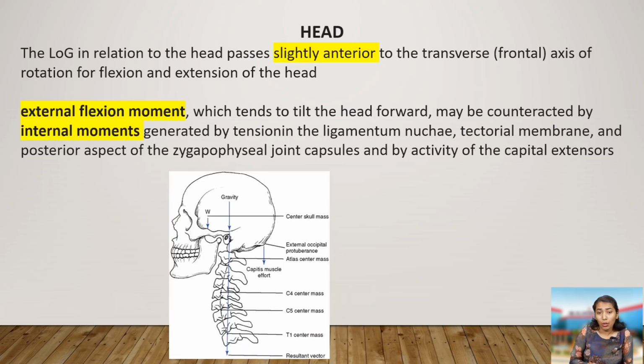Then is your head. Now coming on to the head, the line of gravity, as you can see here, is passing slightly anterior to the transverse axis of rotation for flexion and extension of the head.